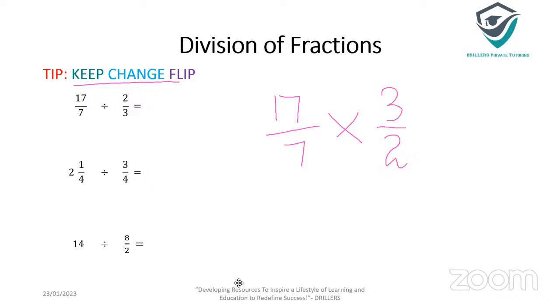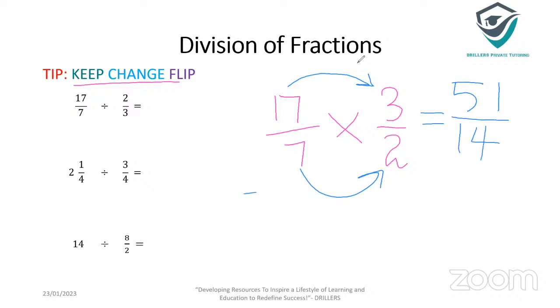And then we're just going to multiply. That's the same thing that we did for multiplication. So top by top, then bottom by bottom. So 17 by 3 and 7 multiplied by 2. 17 by 3 is 51, and 7 by 2 will give us 14. So we have 51 over 14. Now we just have to change this into a mixed number.